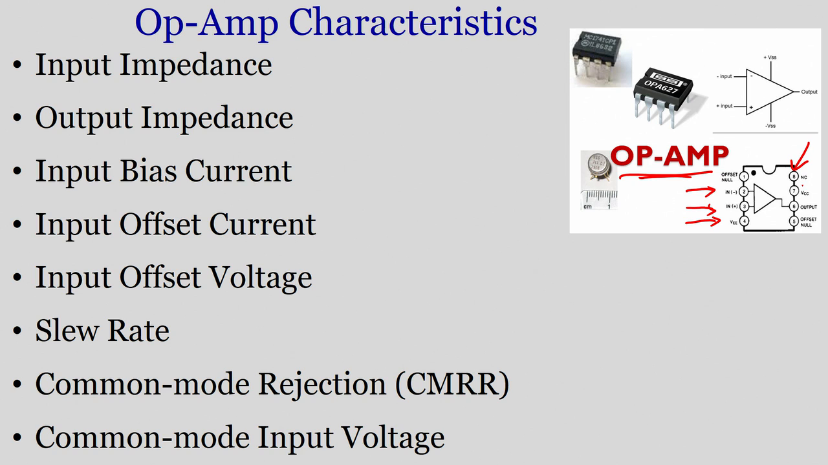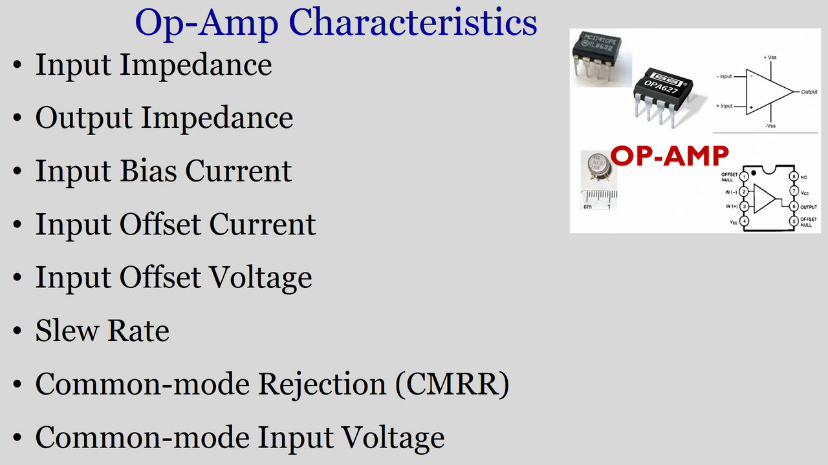Then we have pin number 7 for plus VCC, 6 for output, 5 for offset null. We have seen all of this in the theory class, the role of each pin. So, today we will check several things in the experiment, starting with the input impedance, output impedance, input bias current, input offset current, input offset voltage, slew rate, common mode rejection ratio, and common mode input voltage. So, several things are there.